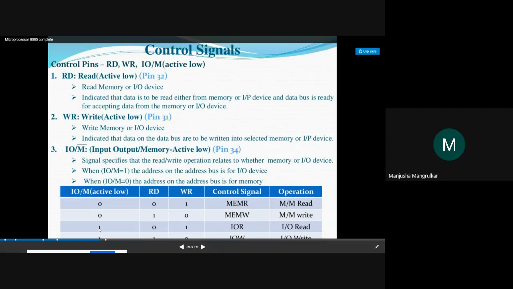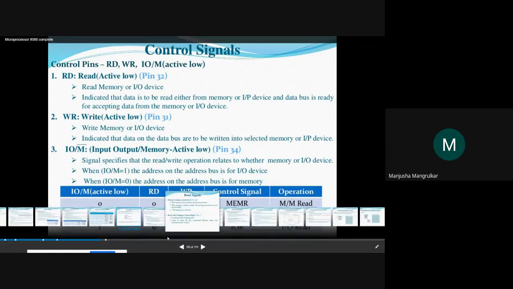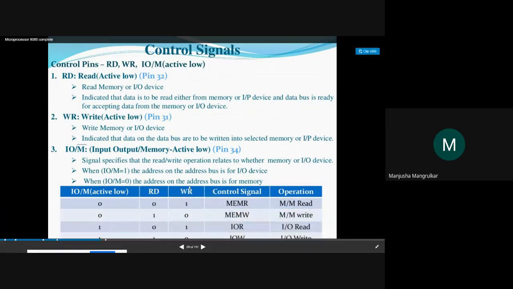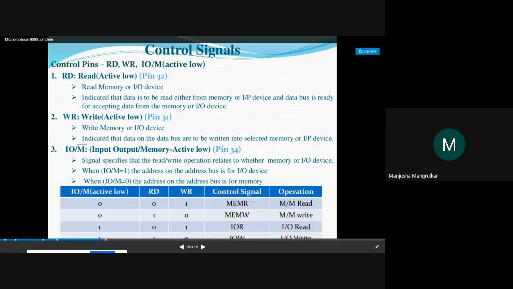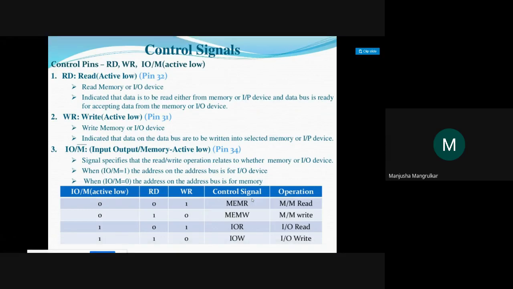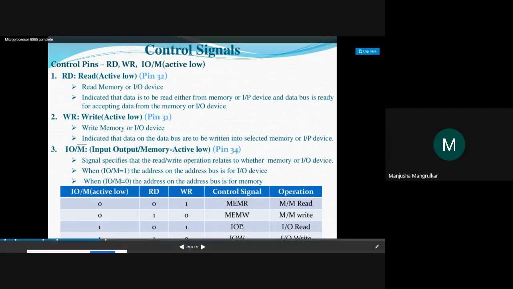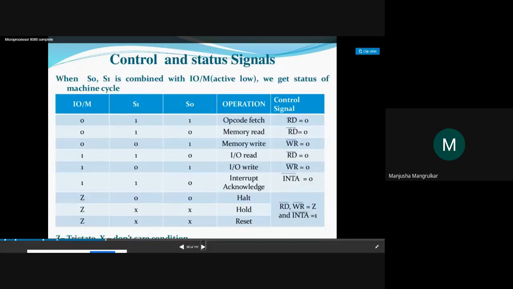So IO/M bar is 1 means no operation with memory, it is only with input output. RD is 0 means it is reading data from input devices. And the last is that if IO/M bar is 1 and WR is 0, it is writing into the output devices, right? So these are the differentiations, and you need to know MEM RD bar, MEM WR bar, IO RD bar, IO WR bar. You should know this.